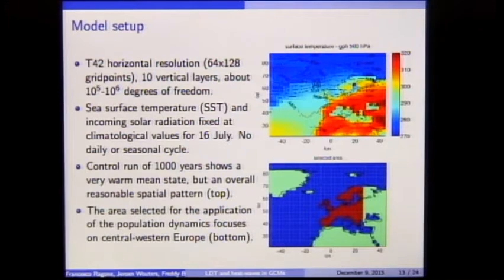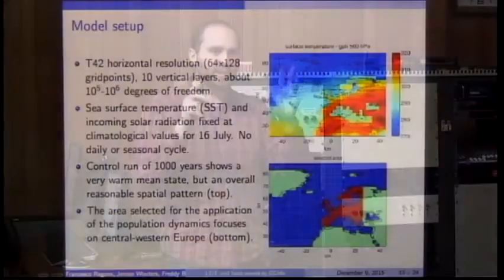What about the time step? It's half an hour, 30 minutes, which is the minimum you can have with this kind of resolution. The biggest climate models work with a time step of 5 to 10 minutes.